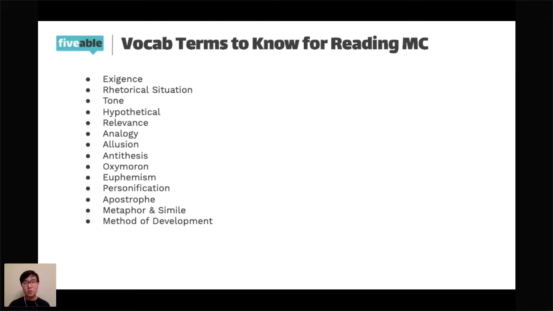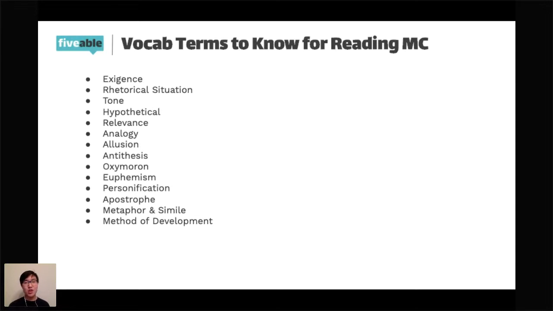It's the reason why the author wrote, it's what motivated the author to write it in the first place. Why did the writer create that text? That is exigence. It's the urgency. It's what caused them to do it. It's different from purpose, and that's really important, because purpose is what the author is trying to do with the text. Exigence is why they were motivated to write it, or what caused them to create that text.